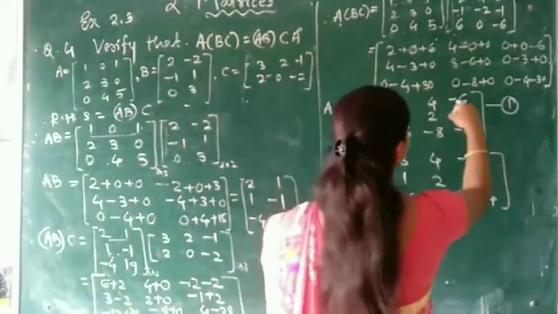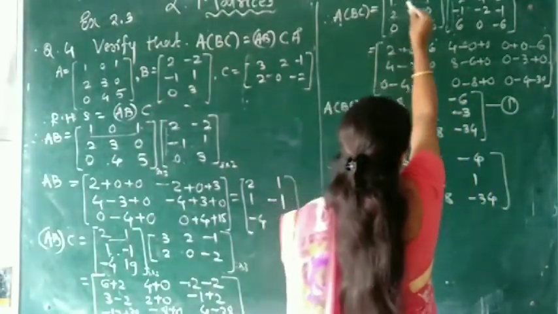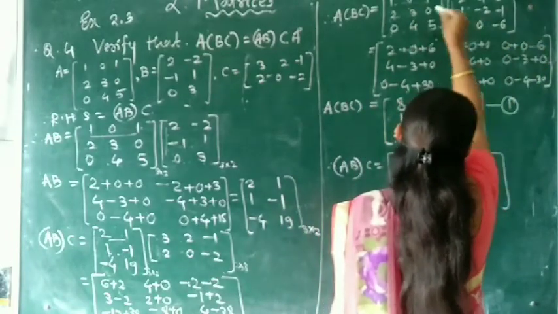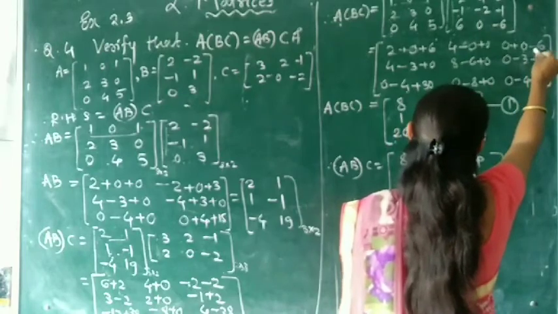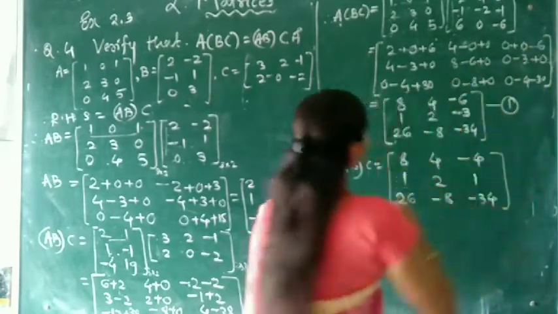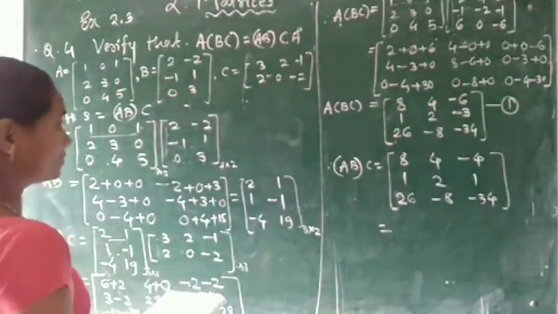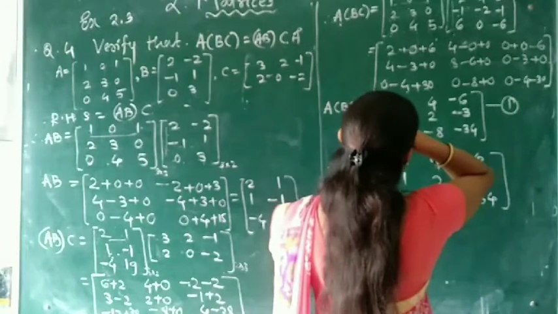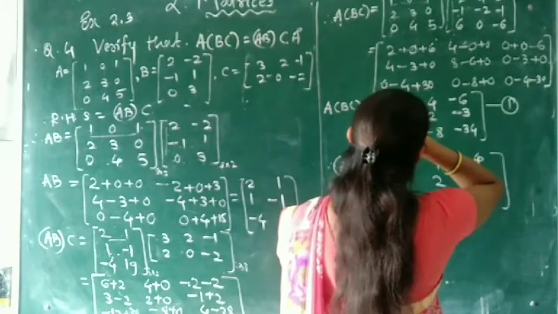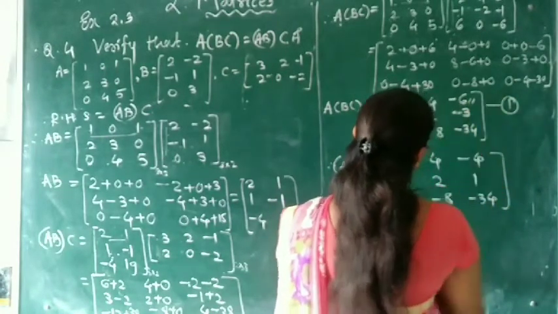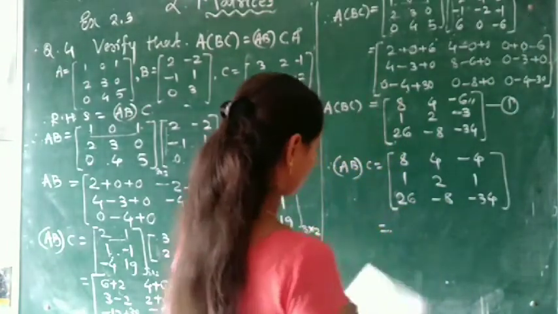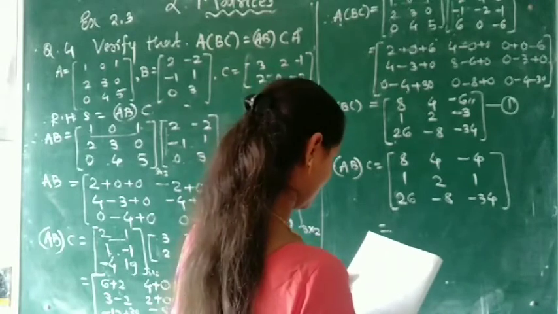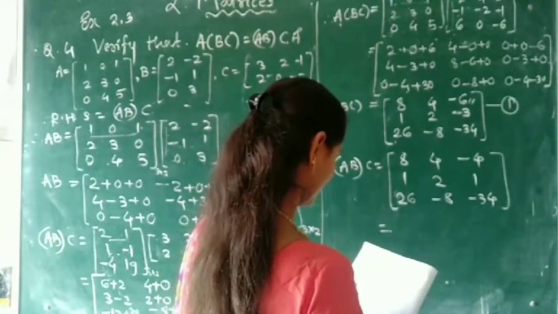So check this value again. 1 into 0, 0. 0 plus 0, 0. And 1 into minus 6. So here, which value? Here we want minus 4. So how does it come to minus 4? It is minus 6 here. 0 minus 6, it is correct. Minus 1, minus 2 and minus 1.